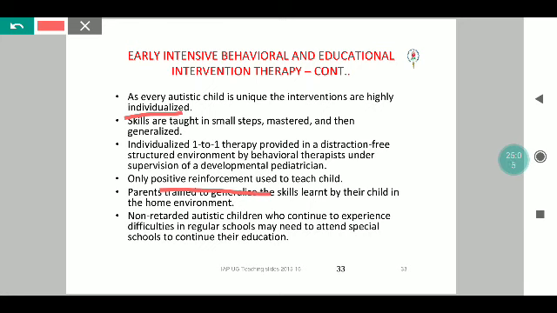Now, parents can also generalize these skills which are learned by the child to the home environment to what is culturally acceptable, and non-mentally retarded children who experience difficulties in regular schools might require special schools to catch up and eventually can be brought to mainstream.